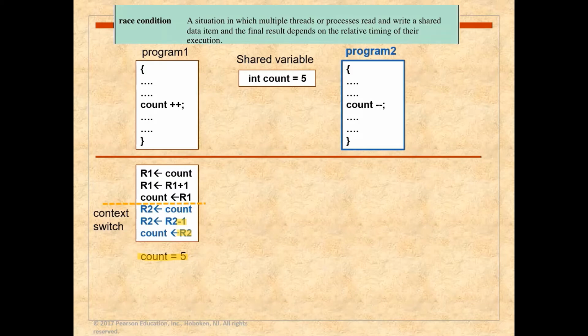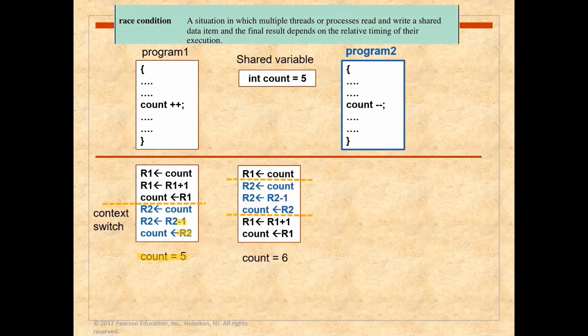Second scenario, where R1 gets the value of 5. So now the value is 5 in R1. But suddenly it is interrupted. So R2 now executes. R2 gets the value of count, so count is 5.